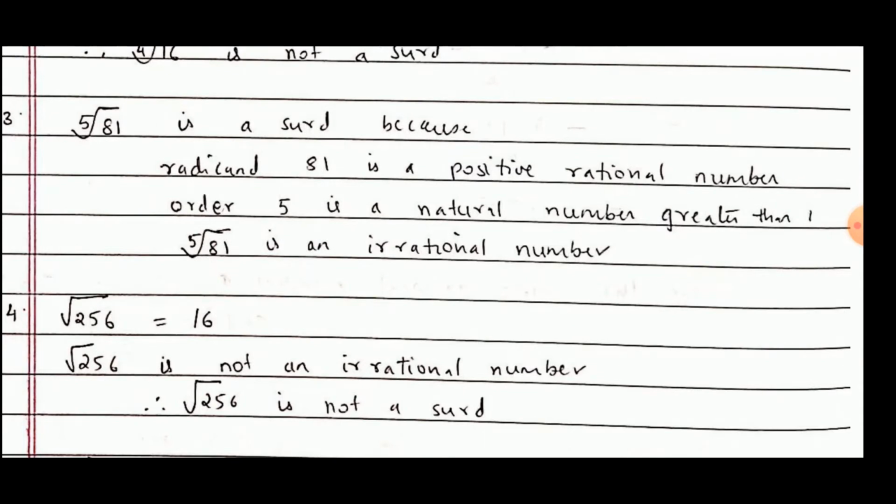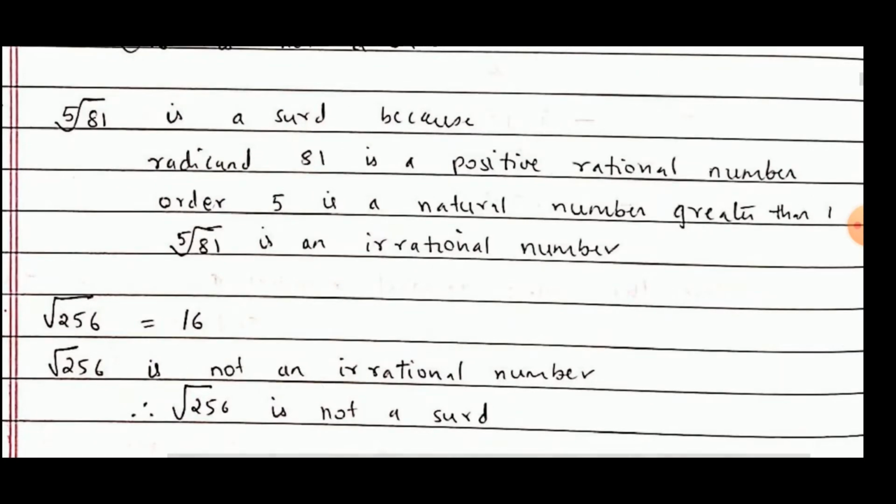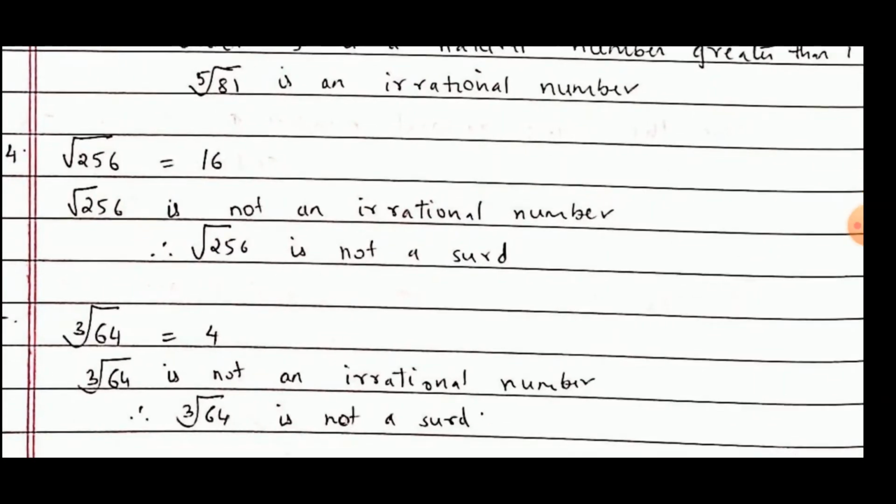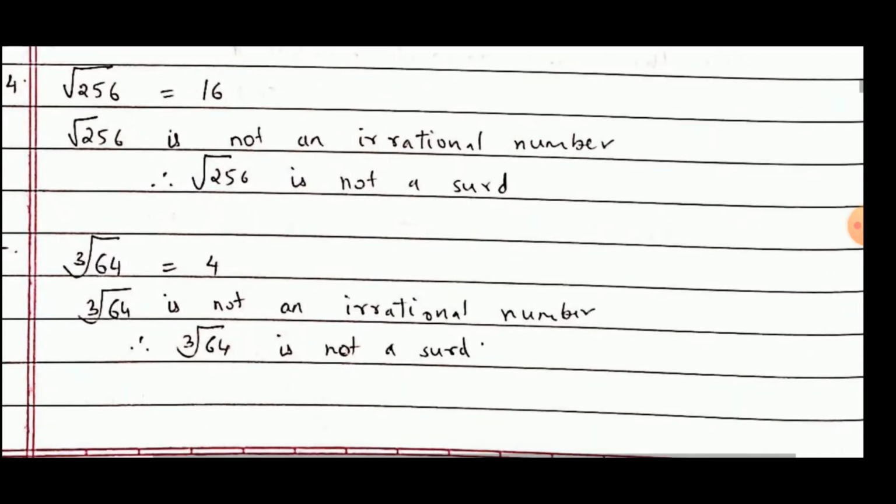This is a surd because again radicand 81 is a positive rational number. Order of the surd is 5, which is a natural number greater than 1. And fifth root of 81 is an irrational number. The square root of 256 is equal to 16. This also is not a surd because square root of 256 is 16, which is a rational number.